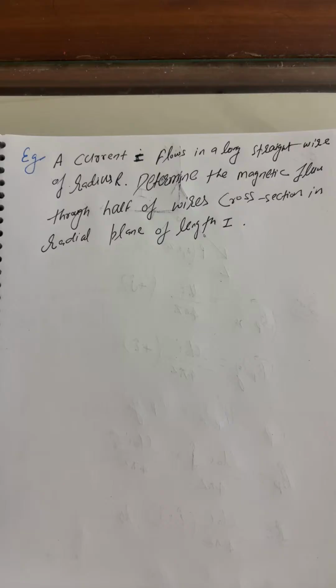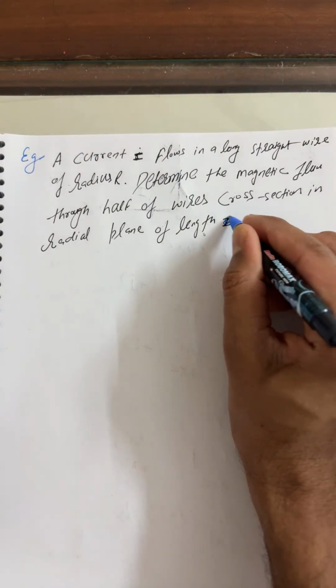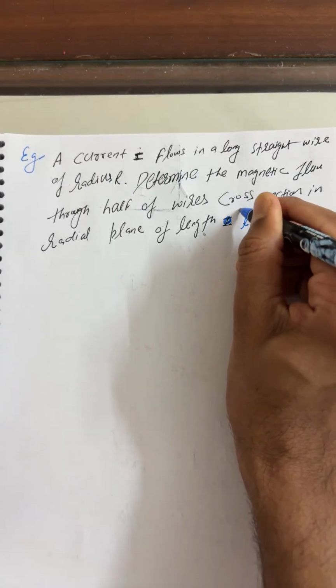Let's go through the question once again: a current I flows in a long straight wire of radius R. Determine the magnetic flux through half of the wire's cross section in the radial plane of length L. The length I will also take as L, with current I and radius R.